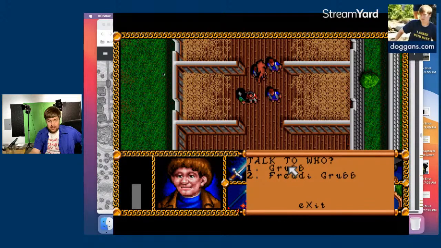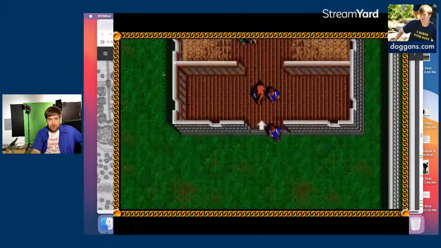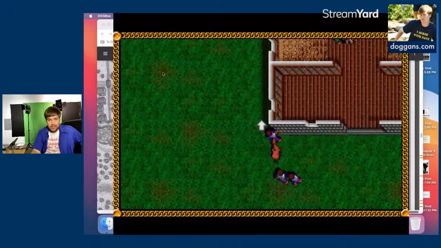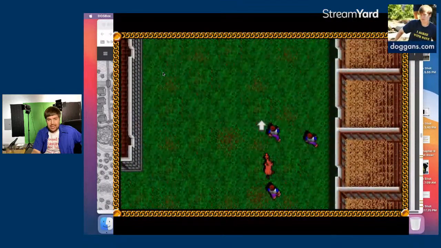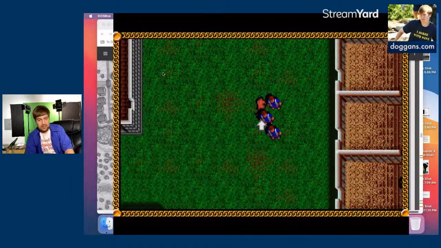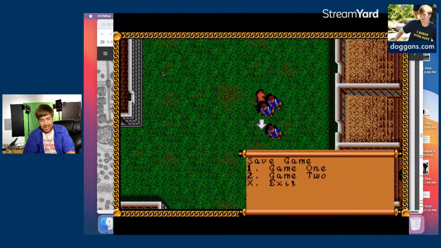Freddy doesn't want to talk. Grubb doesn't want to talk. So why have them as options? Okay, I have a pony. I don't know if I want to fight wolves with a pony. Is this Bill the pony? Am I getting Bill early and not getting him from Bill Ferny? Or is this just a different pony? I should save the game now that I have a pony.